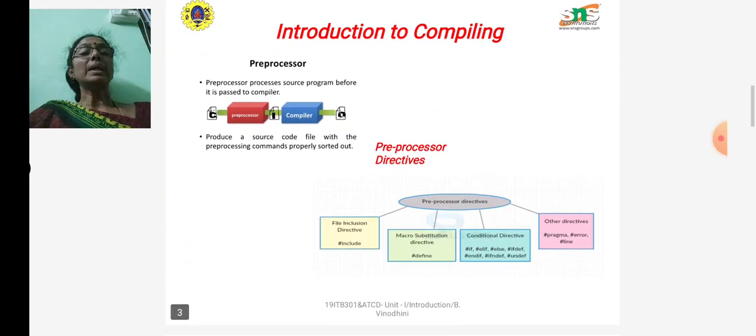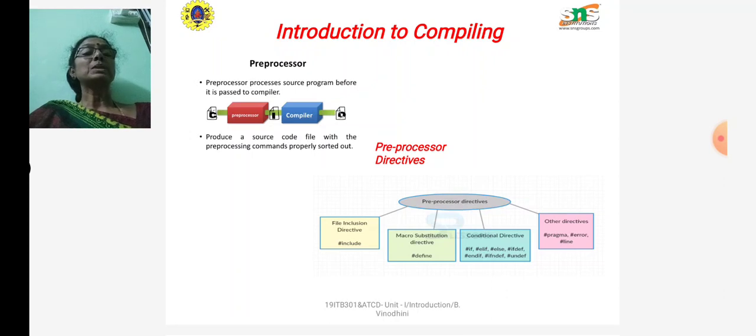In the language processing system, we have translators like preprocessor, compiler, assembler, loader and linker. So what is a translator? The translator translates one level of program into another level of program. That is the function of the translator. The first translator is the preprocessor. The preprocessor processes the source program before it is sent to the compiler. So it produces a source code file with the preprocessing commands.